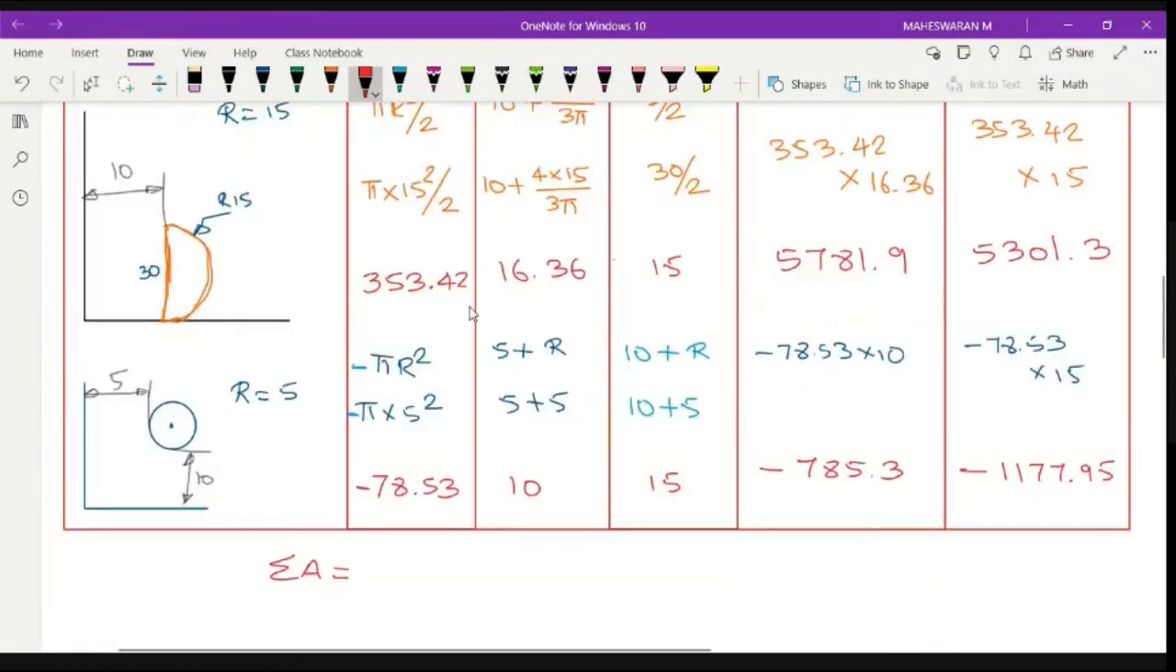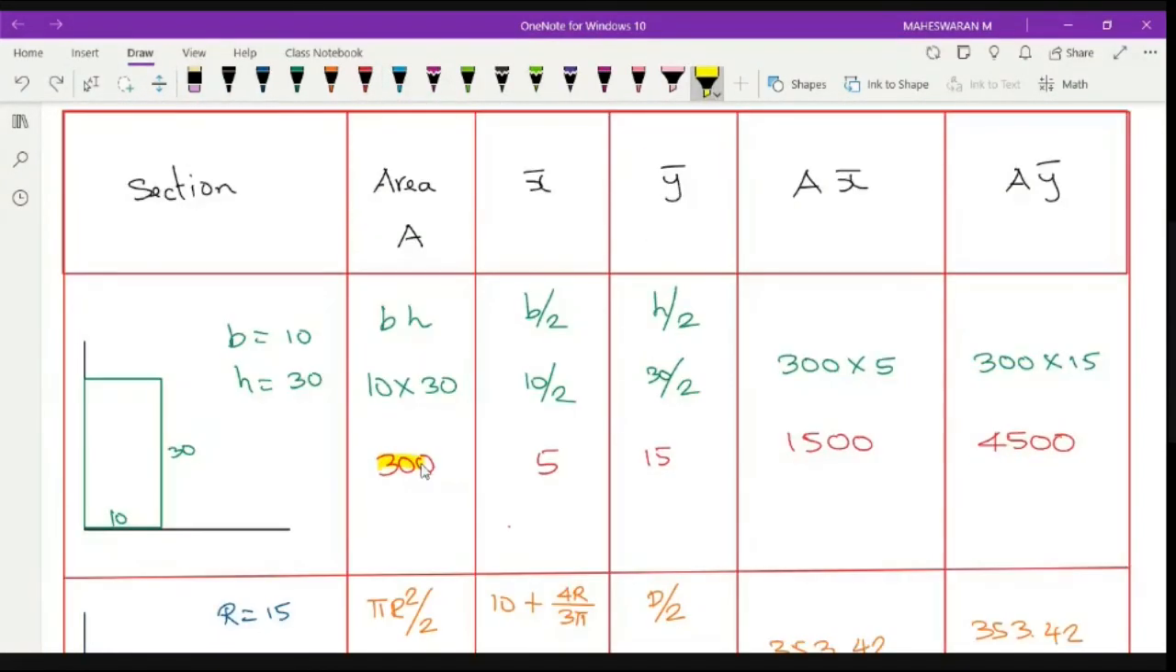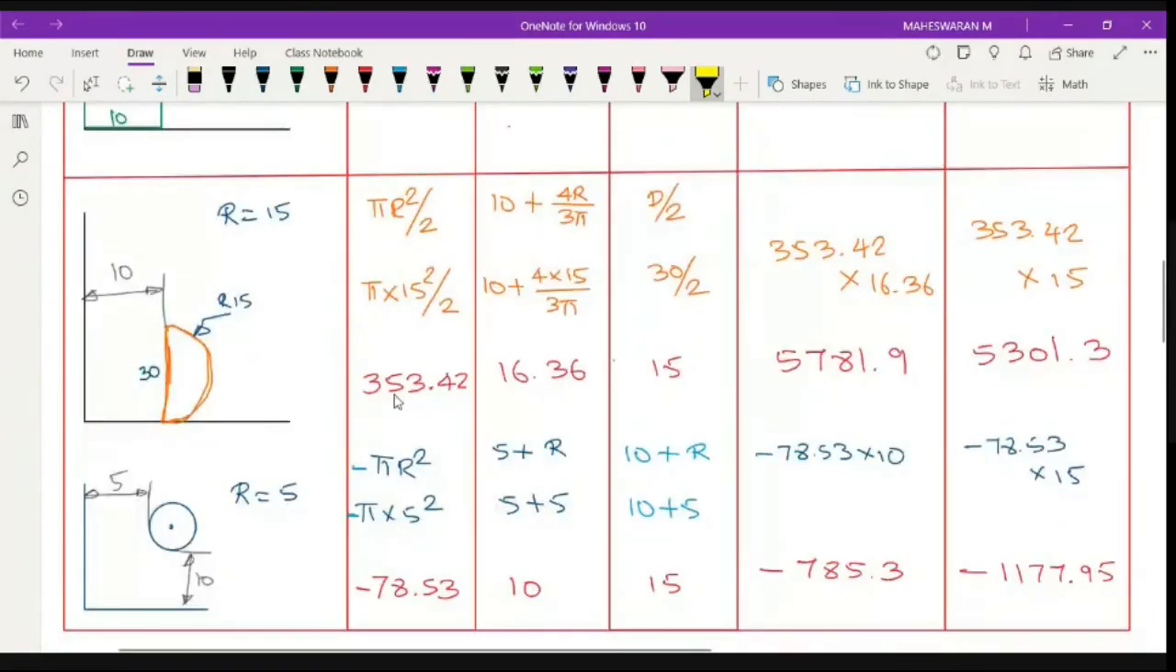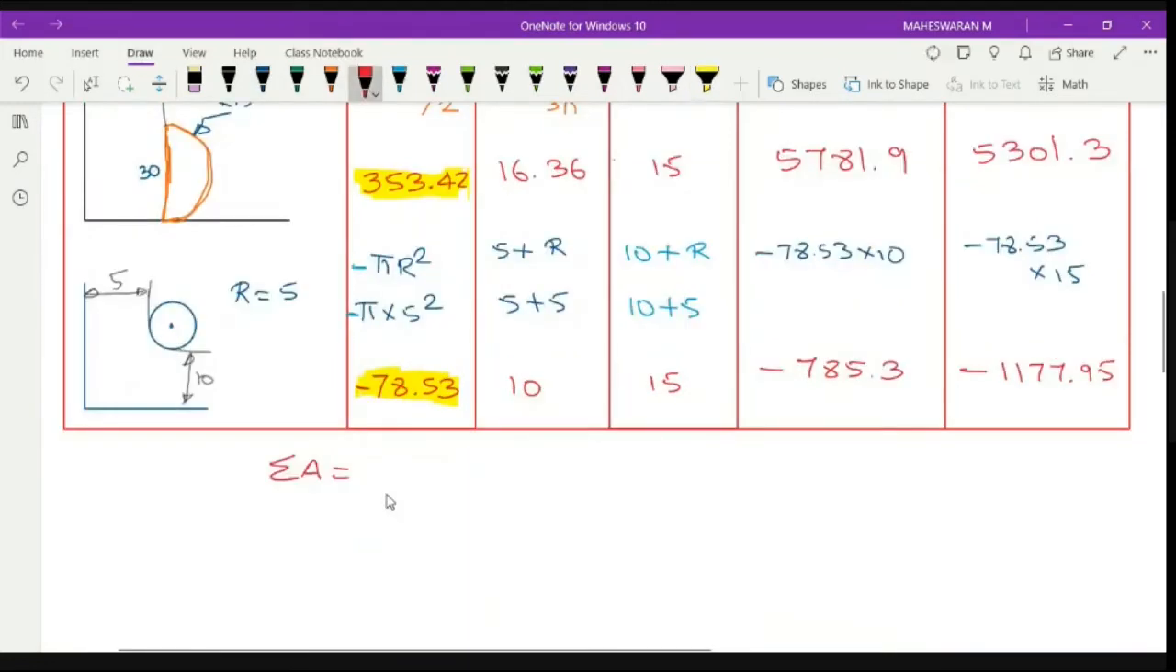Sigma A is adding all these things. I'm going to add this 300, then I'm going to add this 353.42 and minus 78.53. So do that. So what do you get? 579.89. Okay, good. So now sigma A into Y bar, sorry, X bar.